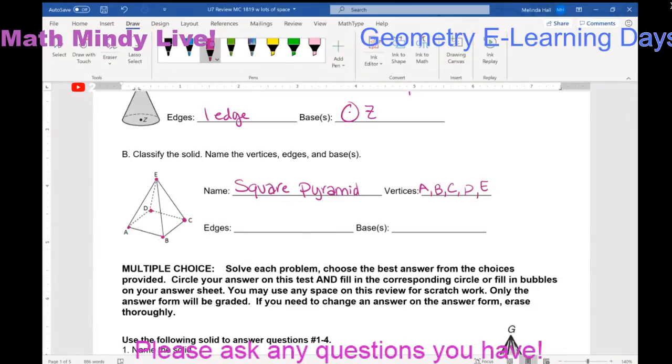And then edges, you would have quite a few. There'd be 8 of them, but you would have AB, BC, CD, DA, and those are just the ones around the edges. And then you have to get the ones to the top. So AE, BE, CE, and DE. And so then our base would be square ABCD.